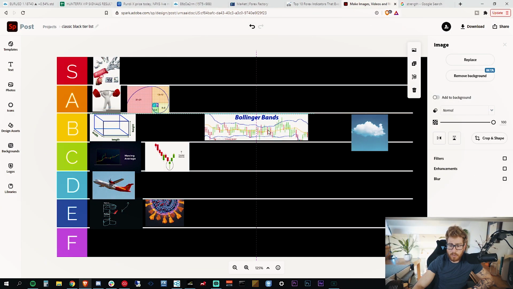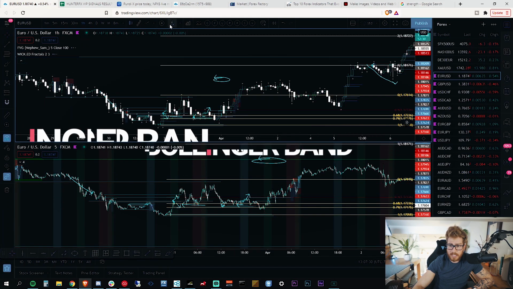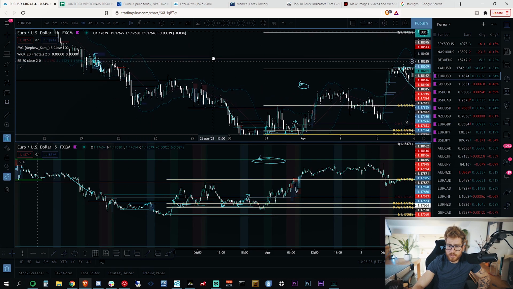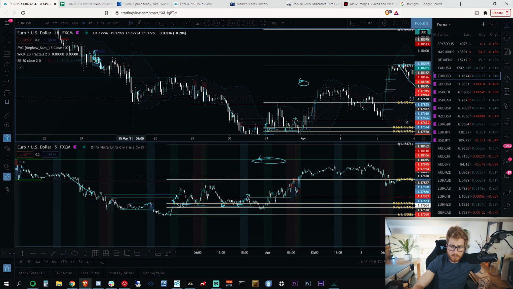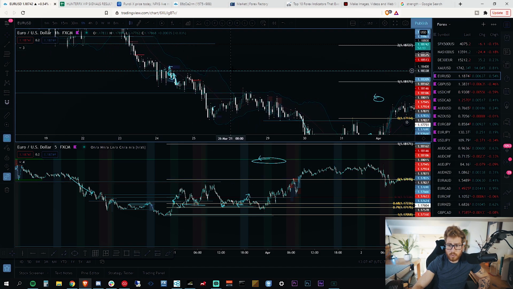Getting close to the end here, Bollinger Bands. Bollinger Bands, guys, let's look at it. Let's clear this up again. Bollinger Bands really just kind of shows you where things could be bouncing, getting to extremes. I've tested a lot. It doesn't do anything. Really, guys, this is a crappy one.